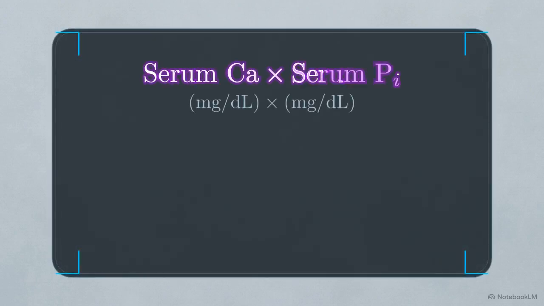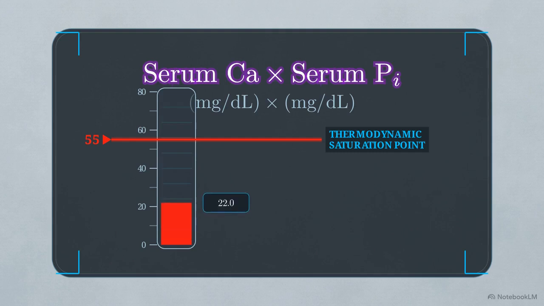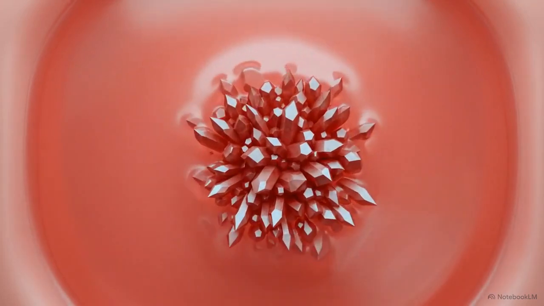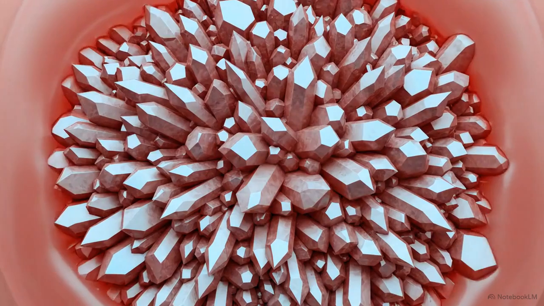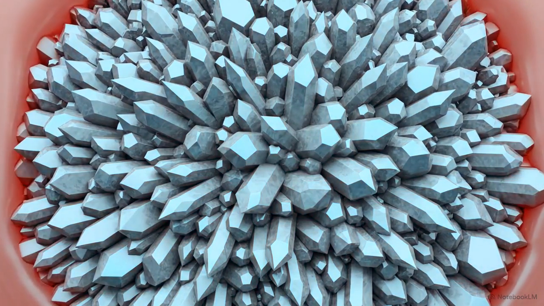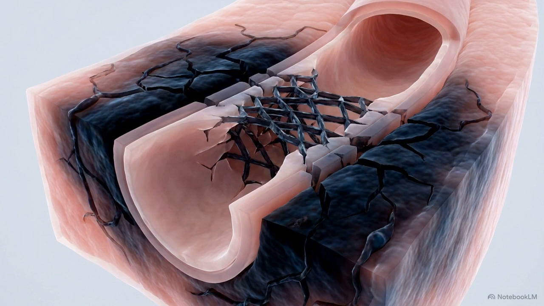partnership. This interaction is governed by the calcium-phosphate cross-product. Clinical data shows that blood plasma hits a thermodynamic saturation point at a value of 55. When the product exceeds 55, minerals crystallize out of the plasma, causing serum calcium levels to plummet, triggering muscle spasms and lethal cardiac arrhythmias. This precipitation leads to calciphylaxis.